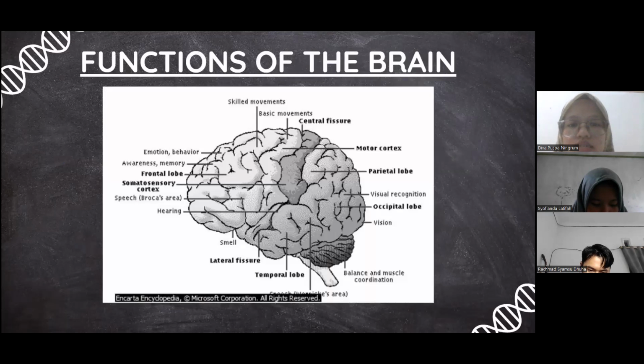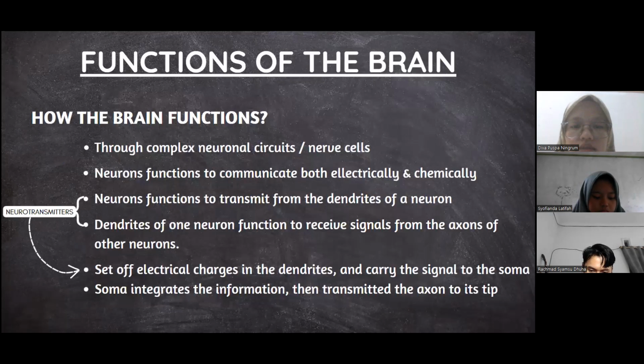So as you can see here, our brain has different parts with different names and also different functions and abilities. For example, the motor area of our brain enables us to move. And now here is the description of how the brain functions.